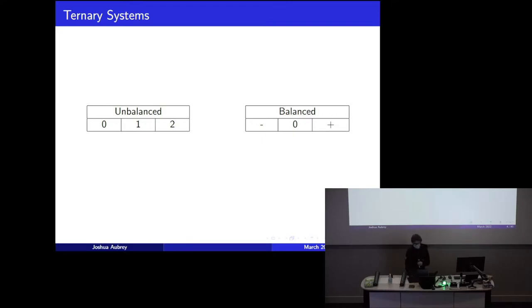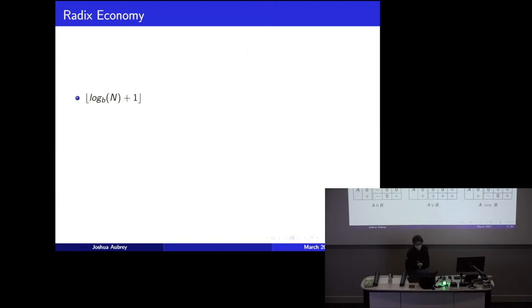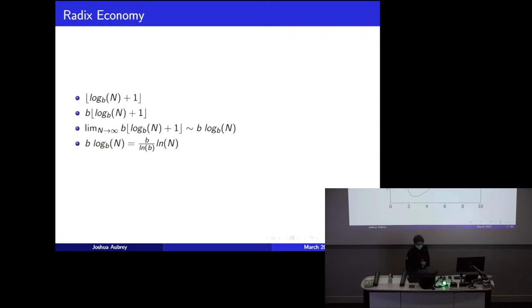I'm going with balanced. So we have true, false, and unknown for our three states. And then using that, we can construct some logic here. It works similar to binary logic. And this is why ternary theoretically could be faster.